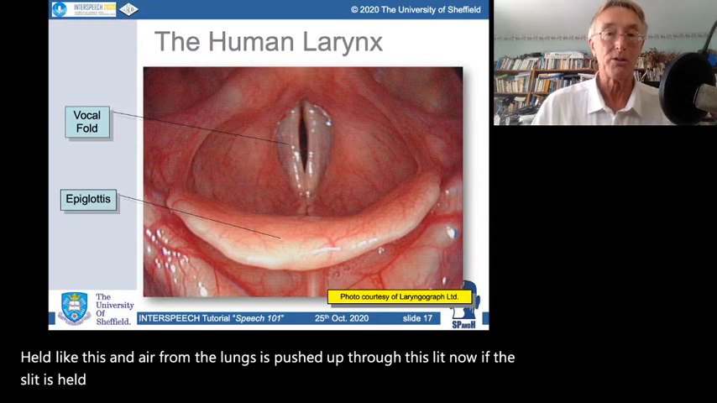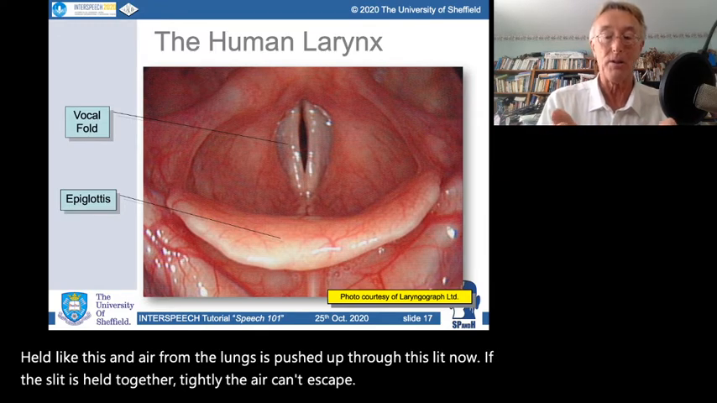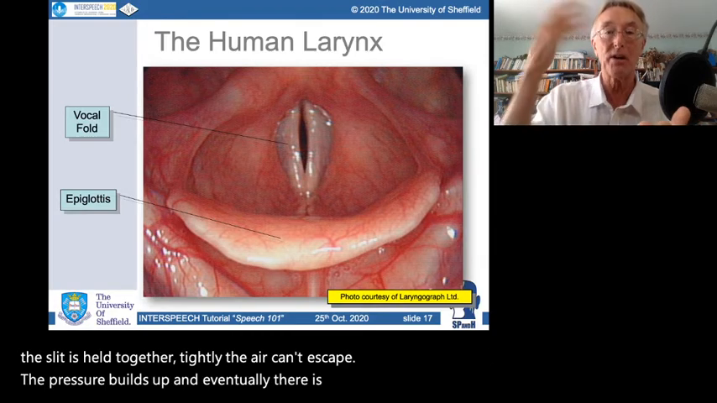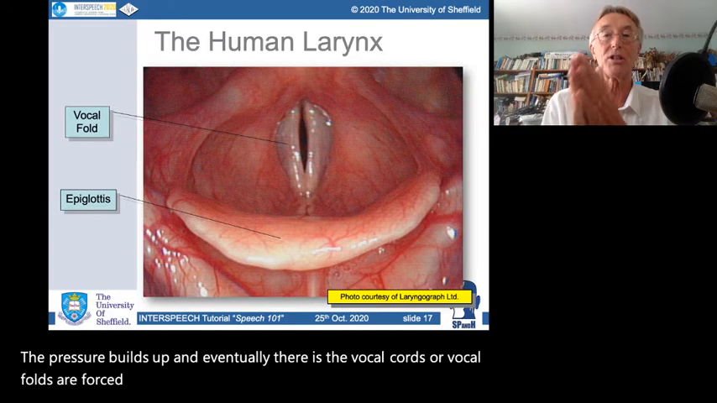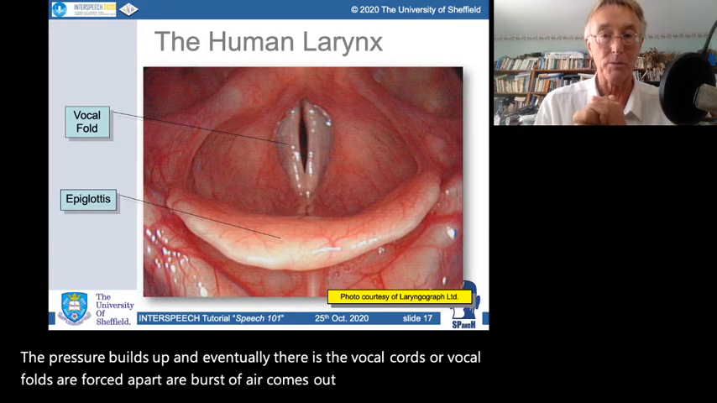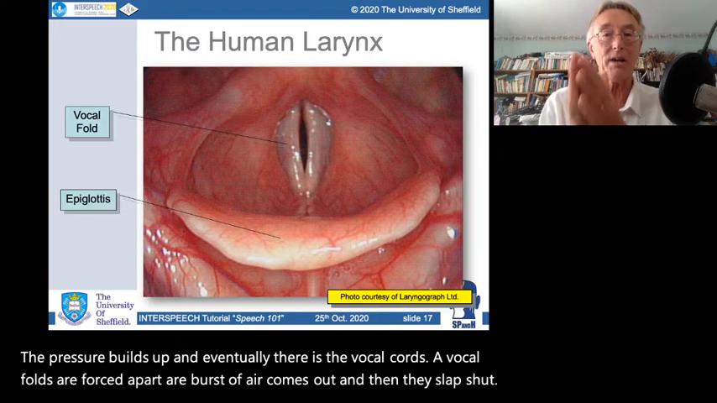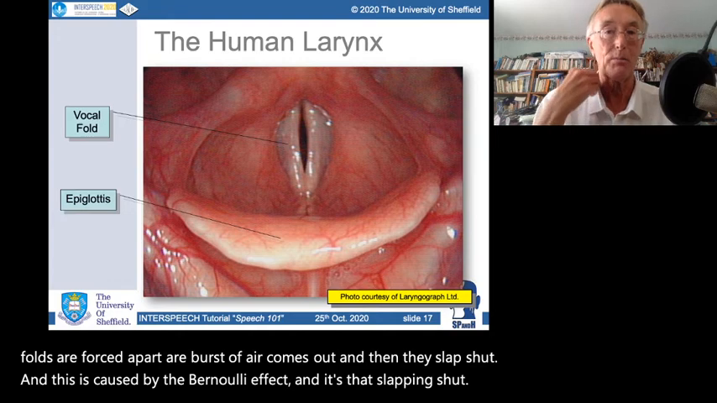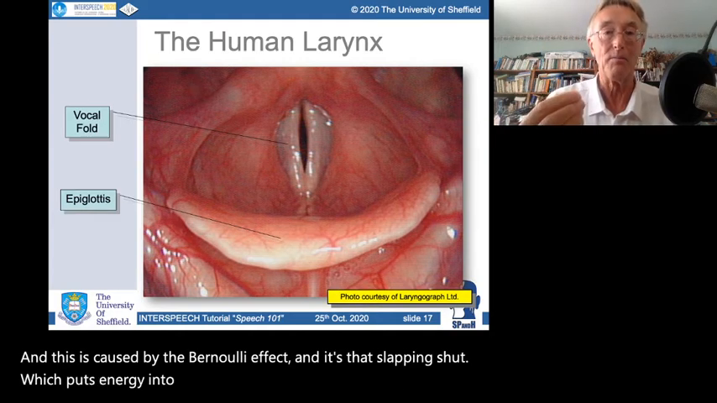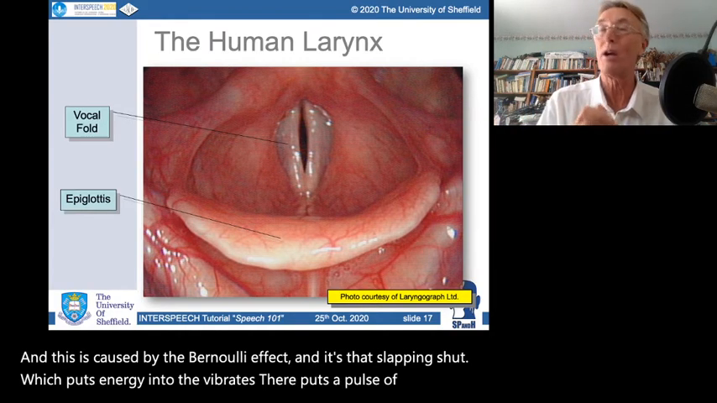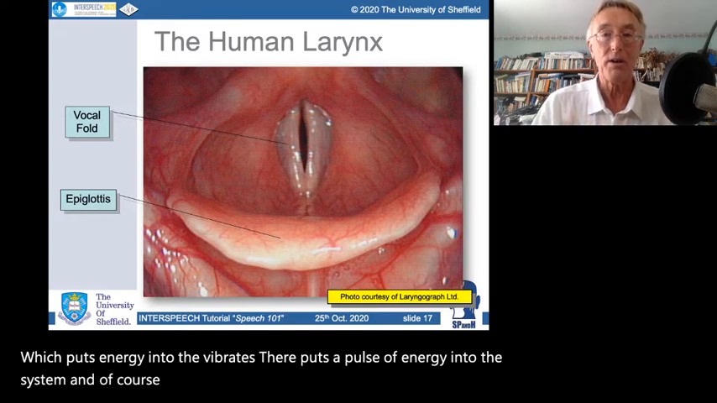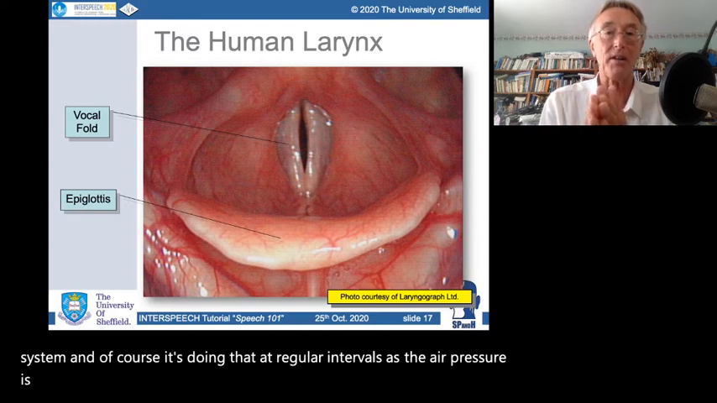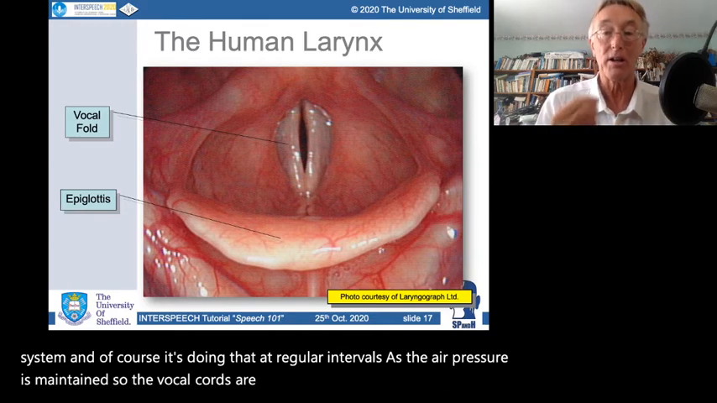The pressure builds up and eventually the vocal cords or vocal folds are forced apart, a burst of air comes out, and then they slap shut. And this is caused by the Bernoulli effect. And it's that slapping shut which vibrates the air, puts a pulse of energy into the system. And of course, it's doing that at regular intervals. As the air pressure is maintained, the vocal cords keep vibrating, clapping together at a particular rate, generating a kind of buzzy sound.